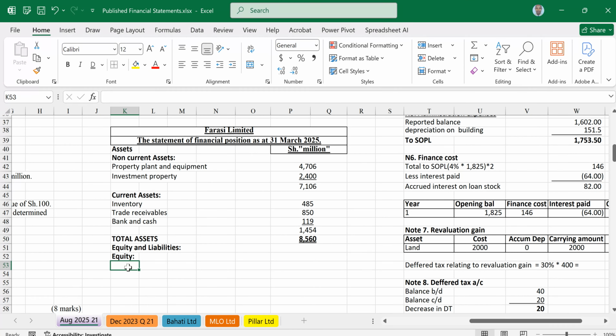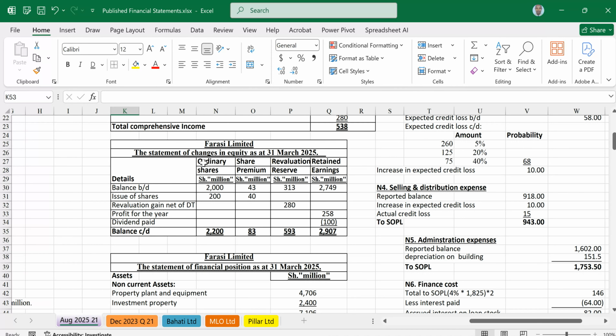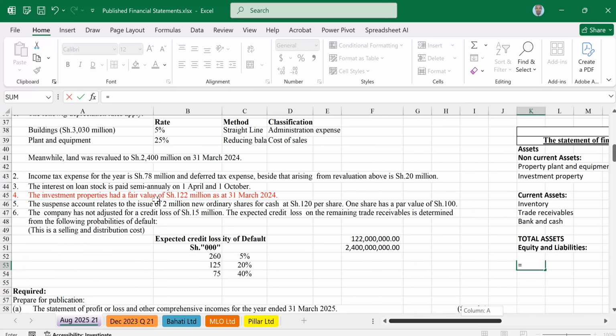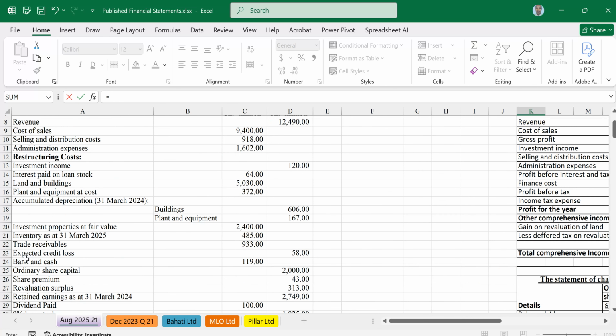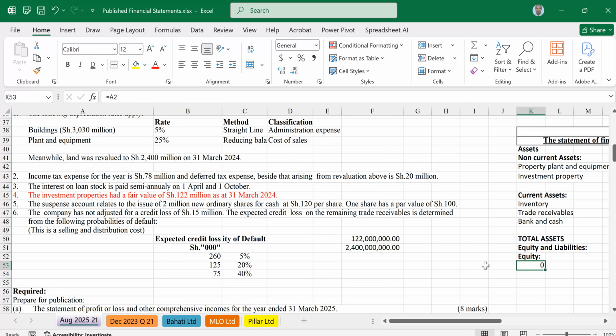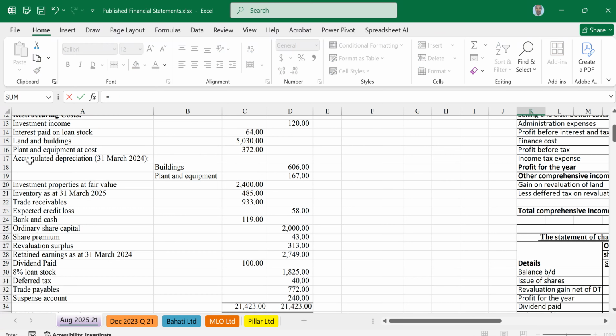We already have all those in the statement of changes in equity, so we simply take all this from the statement of changes in equity and move it to the statement of financial position. So from ordinary shares, equal sign, ordinary shares are here, all the way to retained earnings. Again, equal sign, the ordinary share, enter, then you drag down.